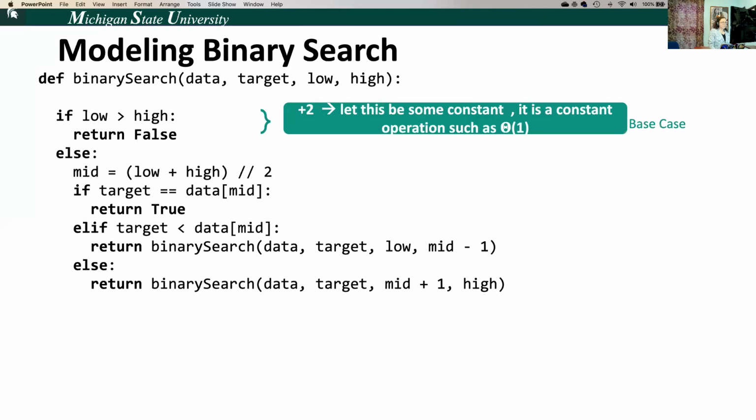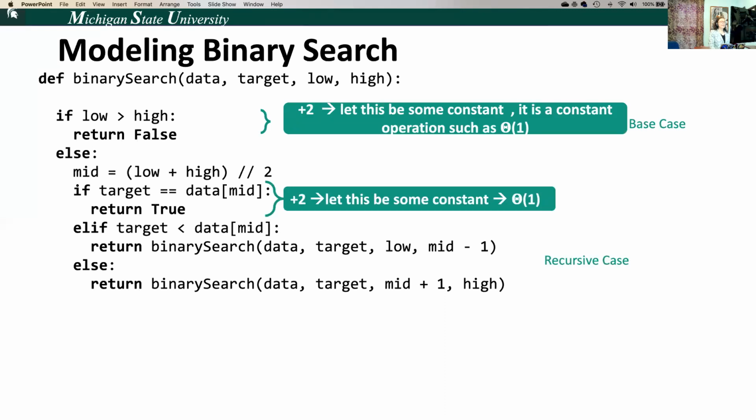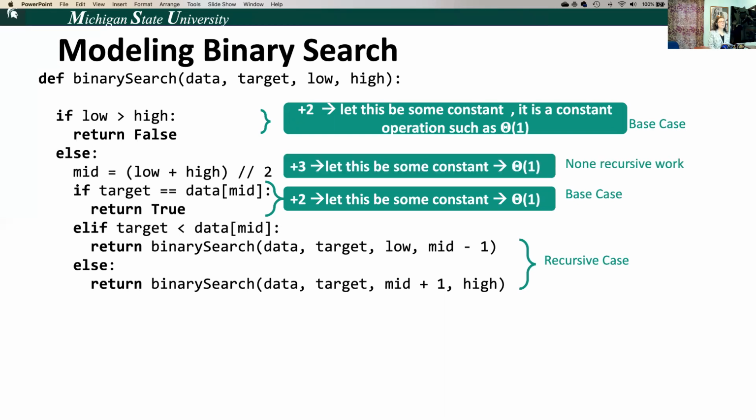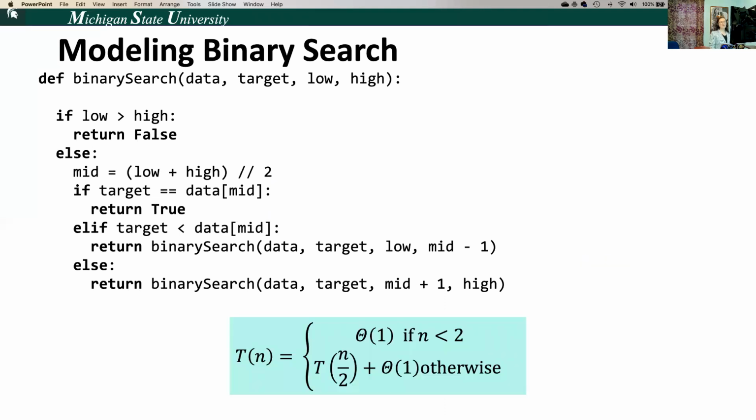Okay, so we look at it again. There are 2 base cases. Let the first base case be theta of 1, where I'm making a comparison. Let the second base case be theta of 1. My non-recursive work, the algebra, that's constant work. Let that be theta of 1.